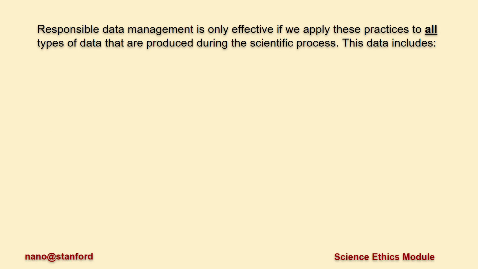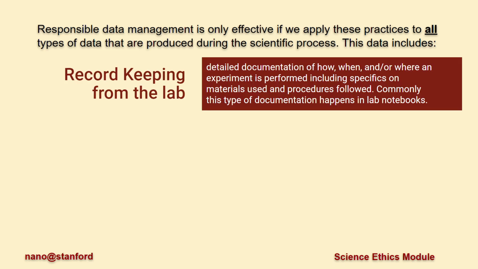Responsible data management is only effective if we apply these practices to all types of data that are produced during the scientific process. This data includes record keeping from the lab: detailed documentation of how, when, and/or where an experiment is performed, including specifics on materials used and procedures followed. Commonly, this type of documentation happens in lab notebooks.